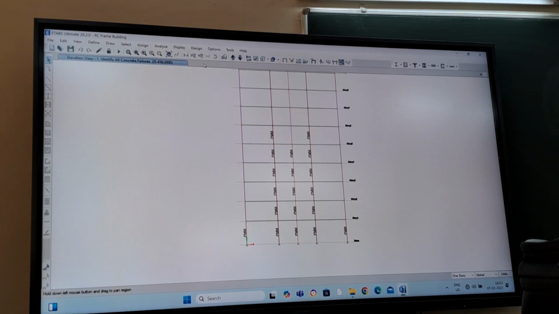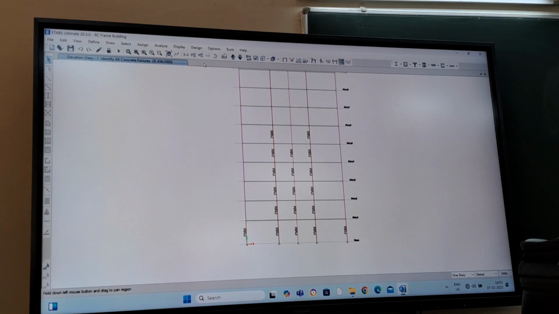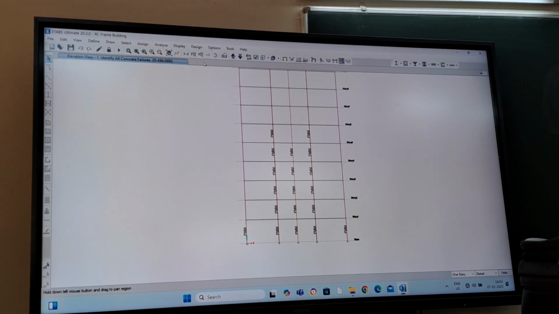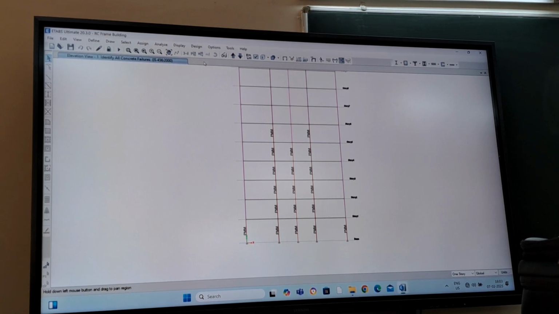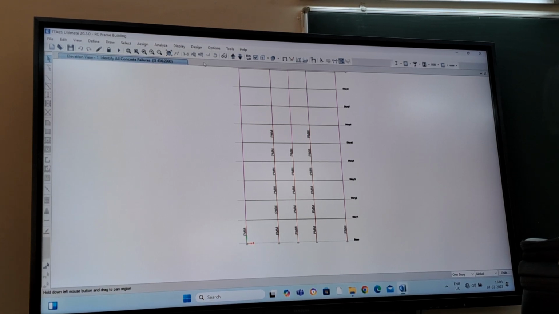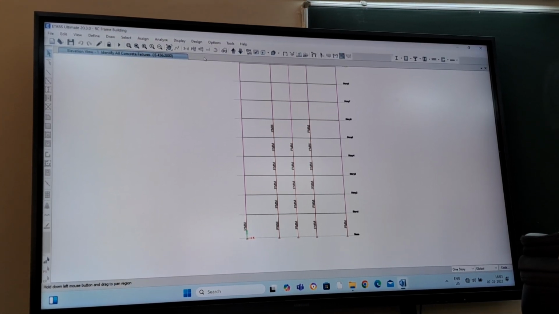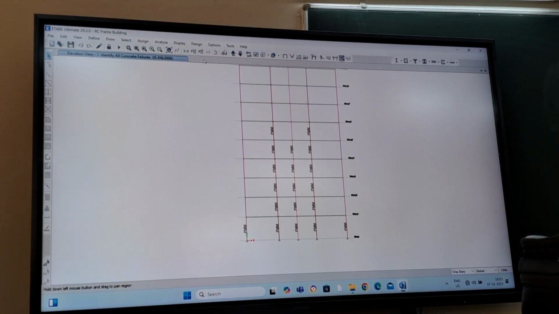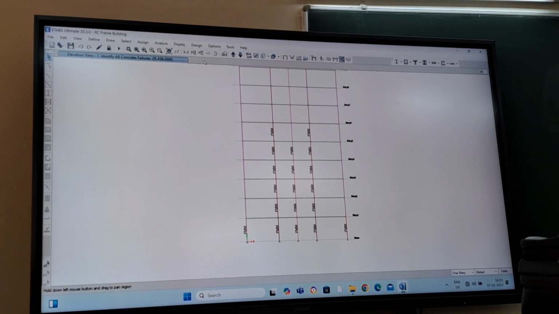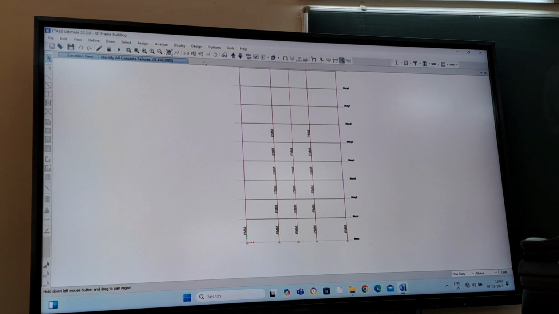Now you have to understand the meaning of that PMM, then only you will be able to rectify it. PMM means the size you have provided is not sufficient to resist the moment coming to that member. So you have to increase the size, and the reinforcement provided is also not sufficient to carry the moment. The solution is to increase the member sizes. Clear?